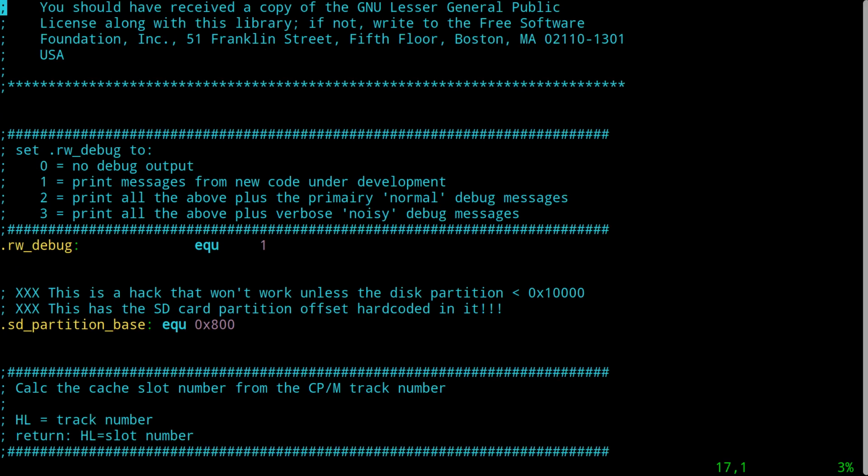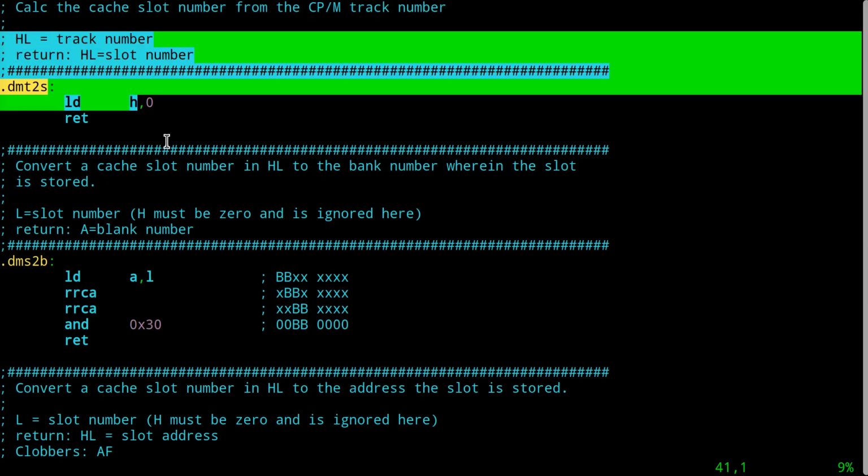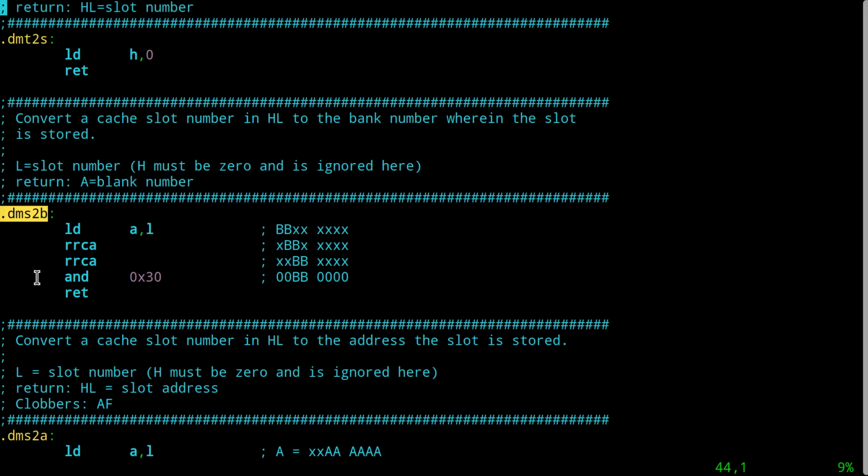All right, so step number 1. As you see, it starts the same. I've got a couple of subroutines up here. This stands for direct map track to slot: CP/M track number to cache slot number. That's what that stands for there. This one is direct map slot number to bank. Because as you recall, we need to be able to get the slot number from the CP/M track, which is brain dead simple. We just throw away everything but the least significant 8 bits.